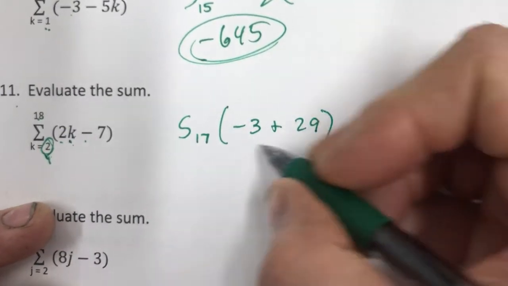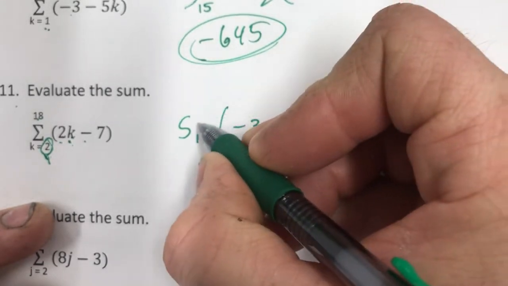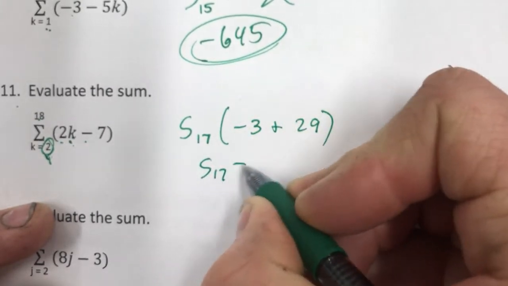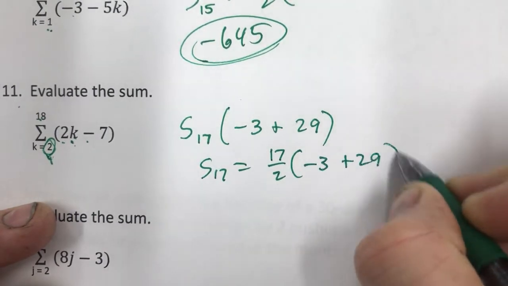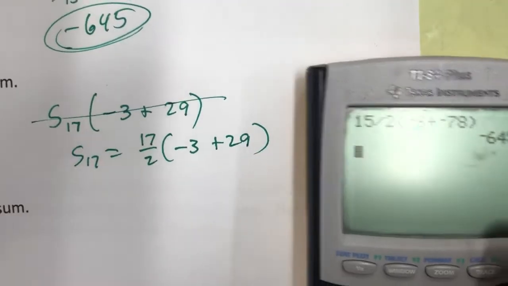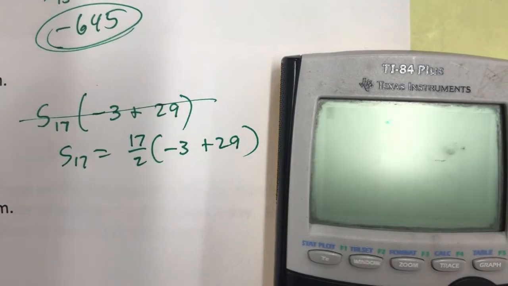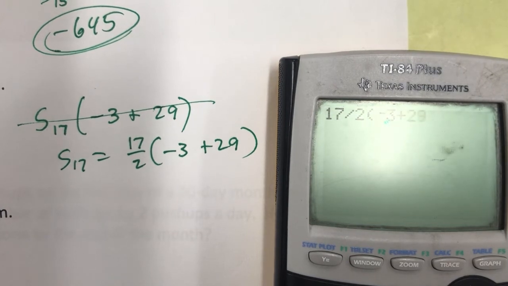Oh, I didn't, let me write it again. I didn't put my 17 over 2. There you go, I left it out. So now I can type it in. So 17 divided by 2 times negative 3 plus 29, and that's 221.